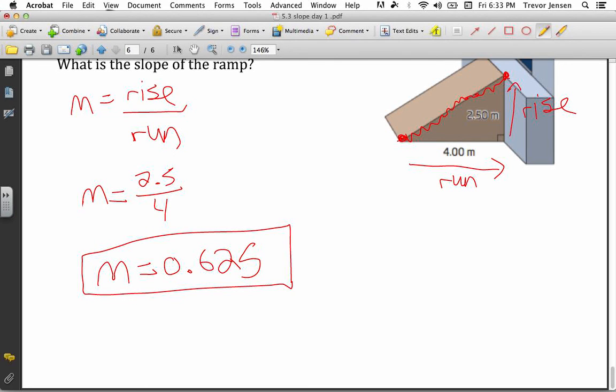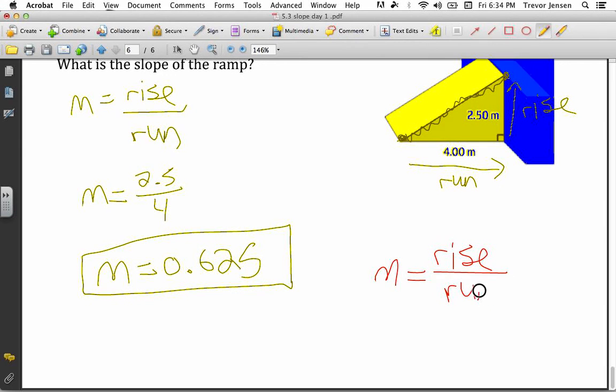Okay? So the main thing I want you to take away from this lesson is that the slope of a line, we use the letter M to represent slope, and it equals rise over run. Okay? And rise is the vertical distance between 2 points, or the change in the y-coordinates, and the run is the horizontal distance between 2 points, or the change in the x-coordinates. So remember, y is the vertical axis, x is the horizontal axis. Okay, so those are the main things from this lesson.